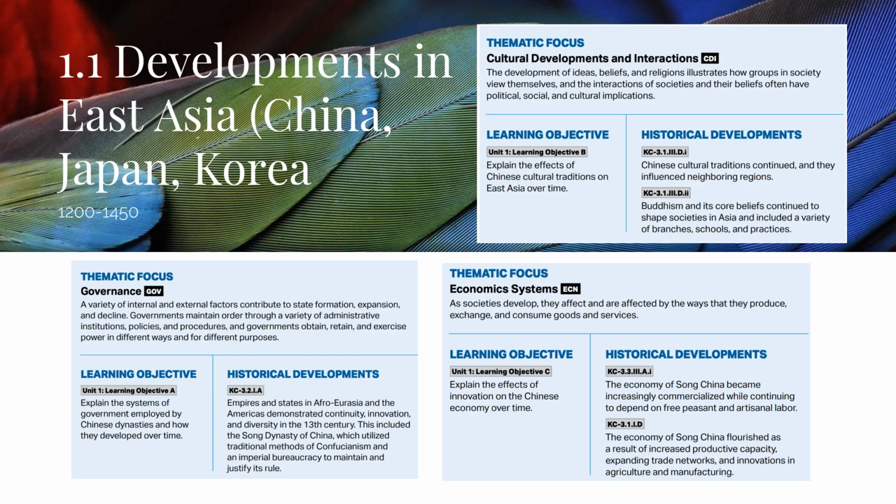So if you look right here, it says explain the systems of governance employed by Chinese dynasties and how they developed over time. That's continuity and change over time. You can see that right there. So if they were to ask a question about governance around this time, you can automatically assume that if it has to do with East Asia, chances are they're going to try and frame that question from the historical thinking skill of continuity and change over time.